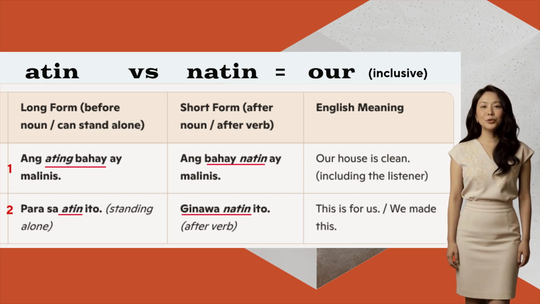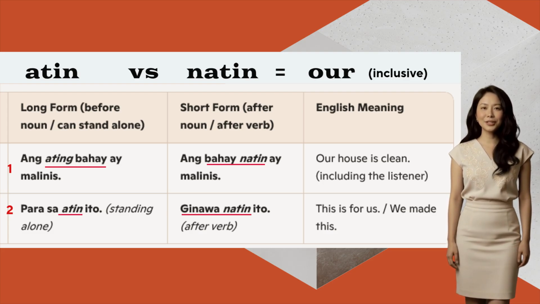For our example 2, we are showing here that the long form can stand alone. Our example here, para sa atin ito. This is for us. For the short form, we are showing an example here after the verb. Ginawa natin ito. We made this.